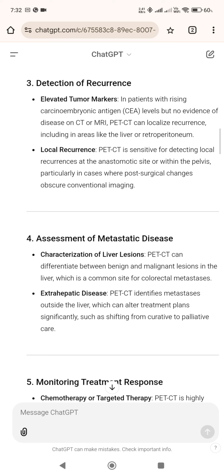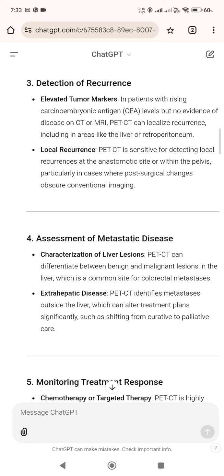Local recurrence. PET-CT is sensitive for detecting local recurrences at the anastomotic site or within the pelvis, particularly in cases where post-surgical changes obscure conventional imaging. 4. Assessment of metastatic disease. Characterization of liver lesions. PET-CT can differentiate between benign and malignant lesions in the liver, which is a common site for colorectal metastases. Extrahepatic disease.